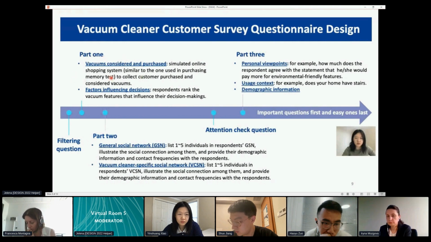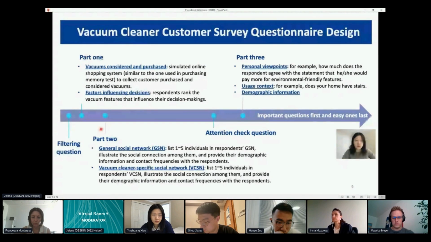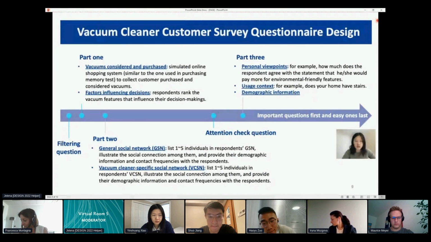The first part is to collect a participant's purchased and considered vacuum cleaners as well as the factors that influence their decisions. The second part is to ask their social network information, including people from their general social network and the ones with whom they specifically discussed the vacuum cleaner purchase. The last part includes questions about participants' personal viewpoint, usage context, and demographic information. Besides the filtering question, we also designed other mechanisms such as an attention check question to ensure our survey quality.